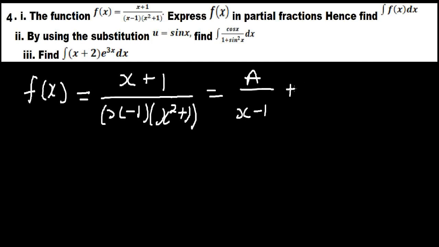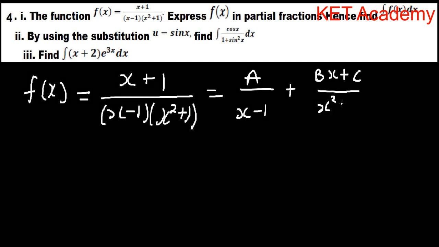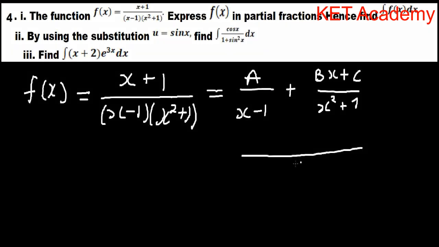For a quadratic function, they are expressed in the reduced partial fraction in the form bx plus c, divided by the quadratic function. I'm going to make a special video for partial fractions that will take care of all the cases, so that whenever any question comes under partial fractions, you'll be able to handle it. Now if we simplify this, the LCM will just be the product of their denominators, so here will be x minus 1 and x squared plus 1.